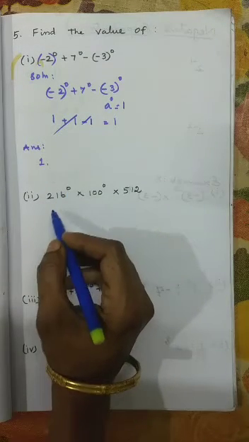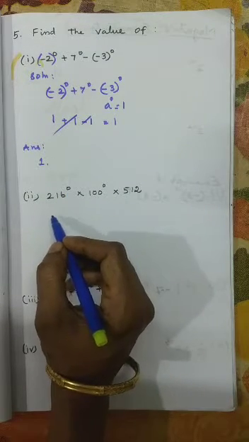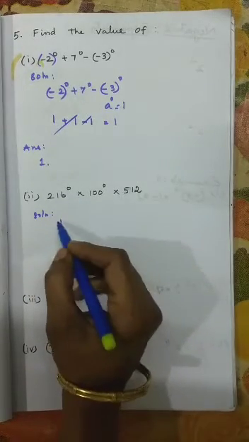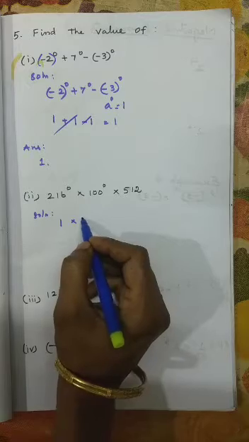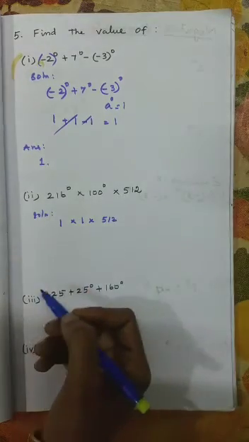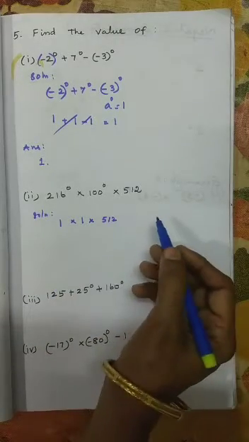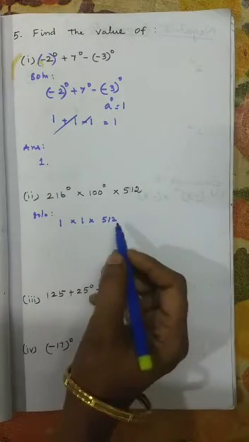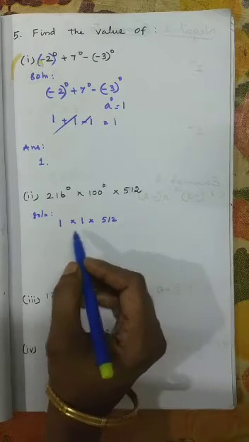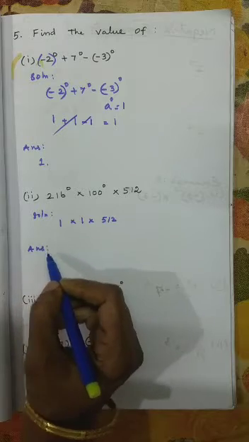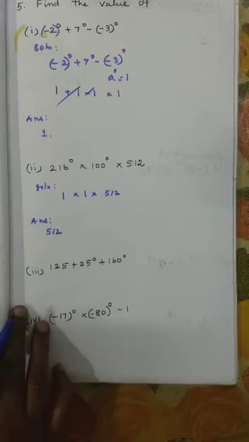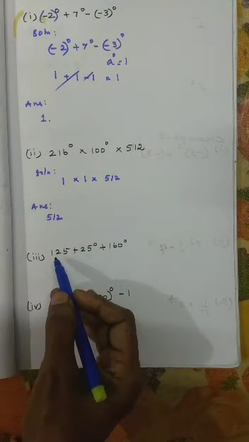Here 216 power 0. Yes, the value is 1. Any number power 0 is 1 into 1 into 512. Here you have to find the value of 1 into 1 into 512 is, yes, 512. The answer is 512. Here they asked to find the value. So you have found the value.